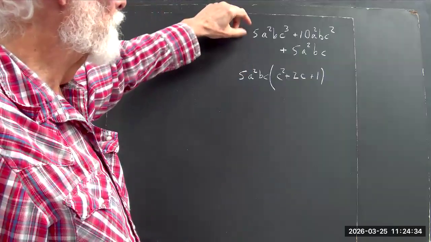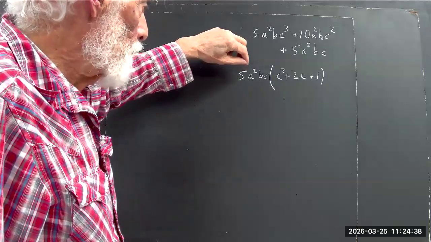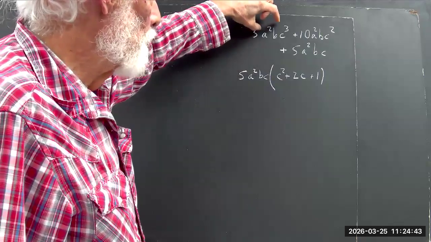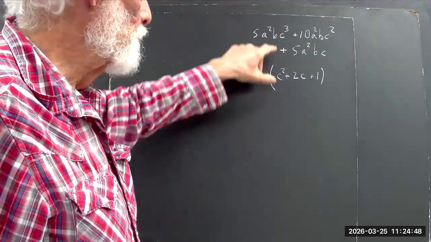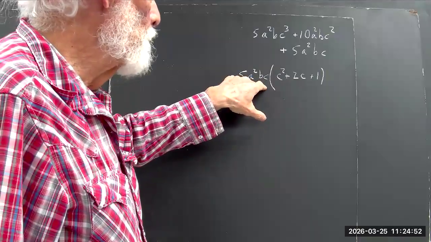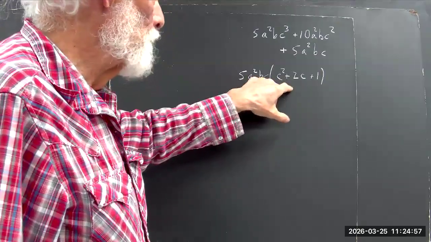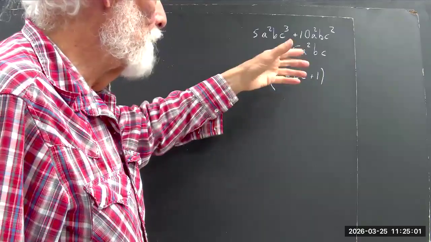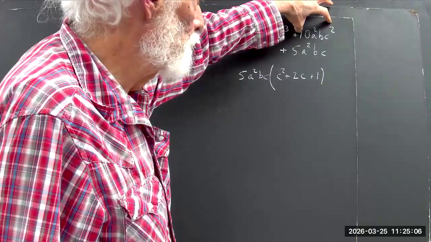Then I said, well, okay, the first term is 5a squared bc cubed. We factored out 5a squared bc. What would we multiply by that to get 5a squared bc cubed? The answer is c squared. So we have to multiply by c squared to get the first term. We multiply our 5a squared bc by 2c, and 5 times 2 is 10, and a squared bc times c is a squared bc squared, and that gives us our second term, 10a squared bc squared.